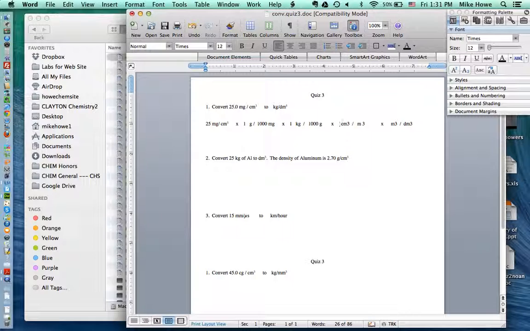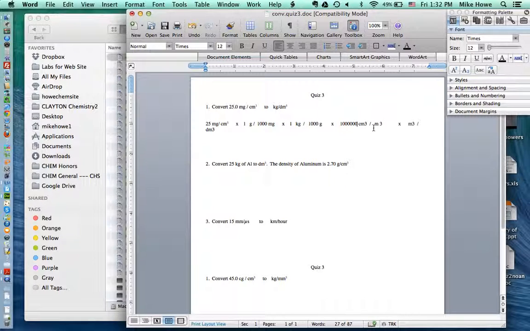Now we're looking at our cubic relationships. There are 100 centimeters in a meter, but a cubic meter has 100 centimeters on one side, and that's 100 centimeters wide, and 100 centimeters tall, and 100 centimeters deep. So the volume of the cubic meter would be 1 million cubic centimeters. 100 times 100 times 100.